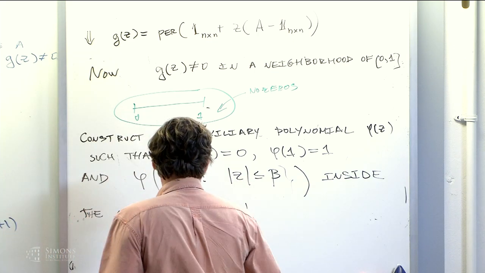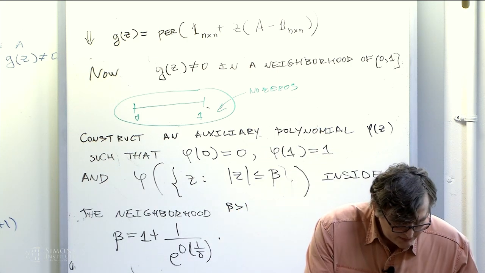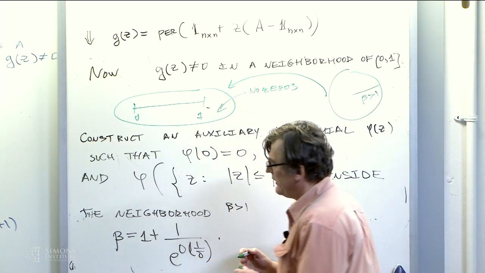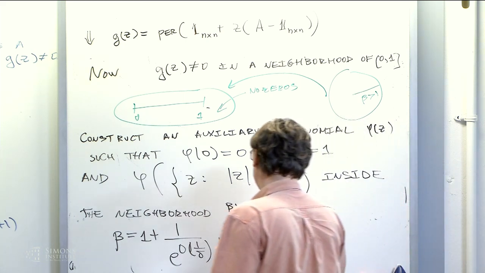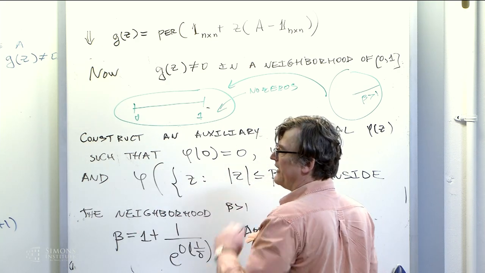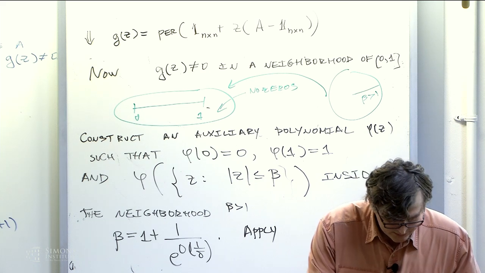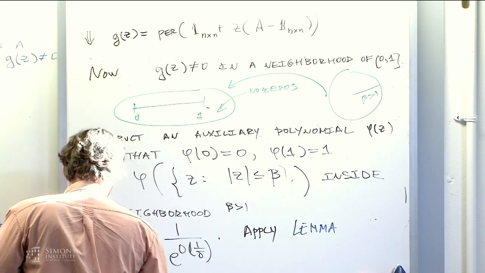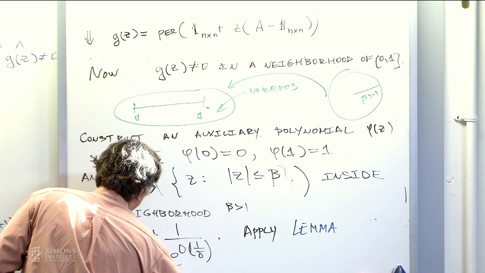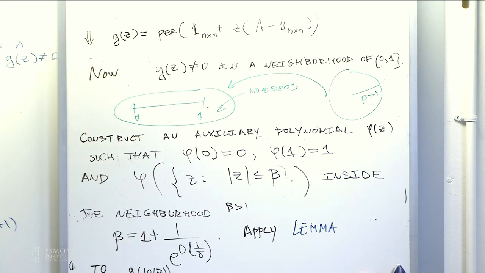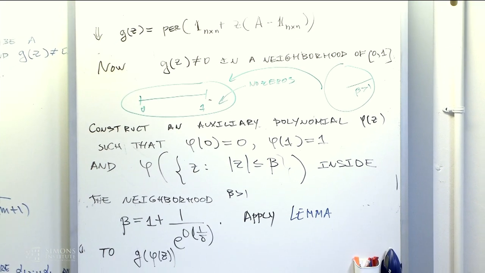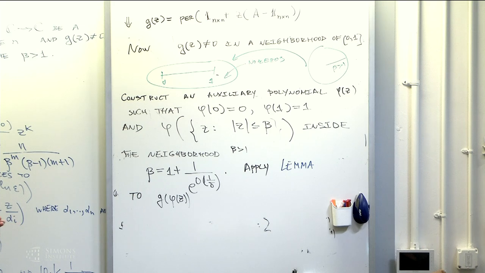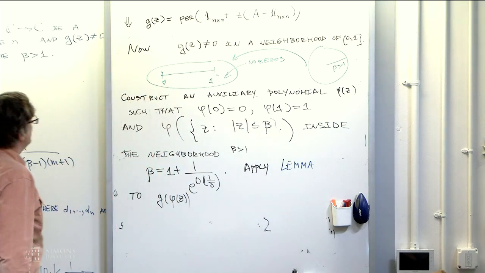So, and then apply, so let me draw a disk here, and a map. And then apply the lemma that's still there. I'll put it in blue. To the polynomial, to the composition, g of phi of z. So what does it buy you? It gives you a polynomial that's non-zero in a disk of a radius greater than 1. You still want the value of this polynomial at 1, right? Because this auxiliary polynomial maps 1 to 1.